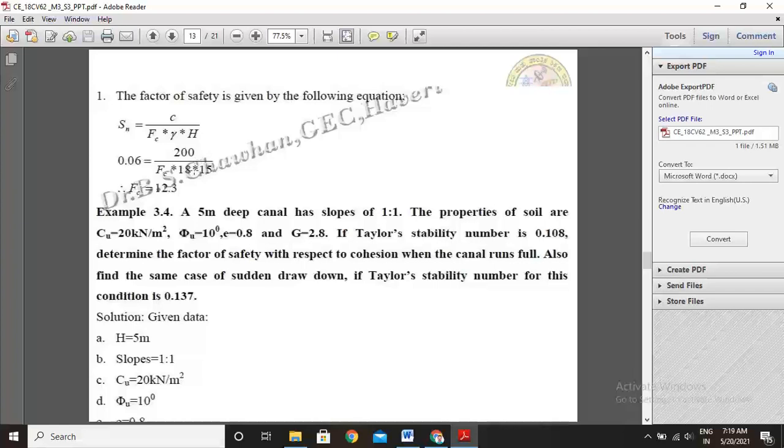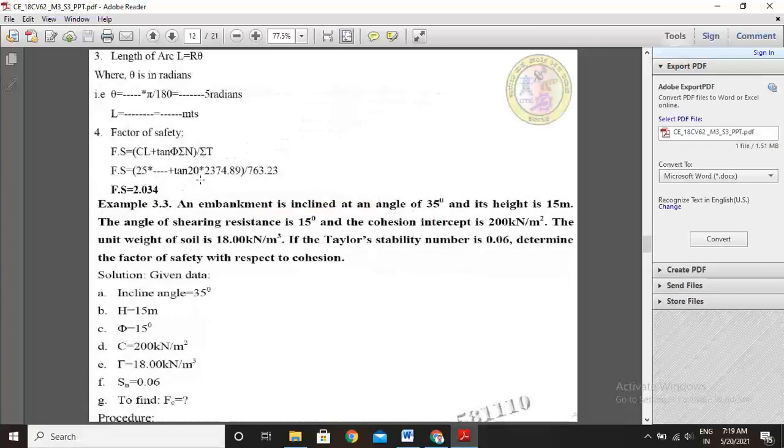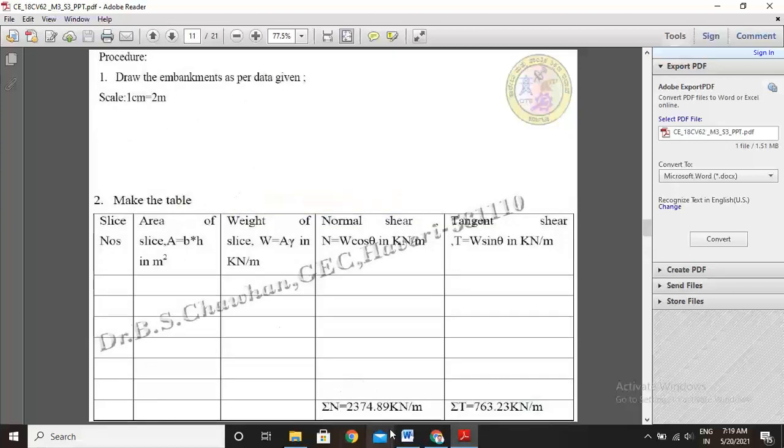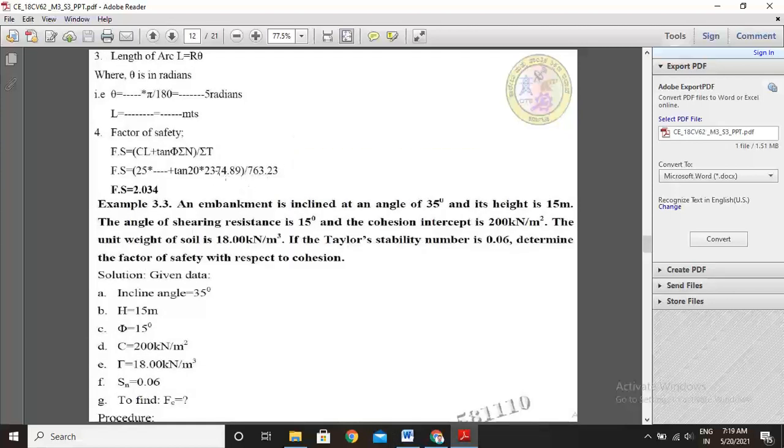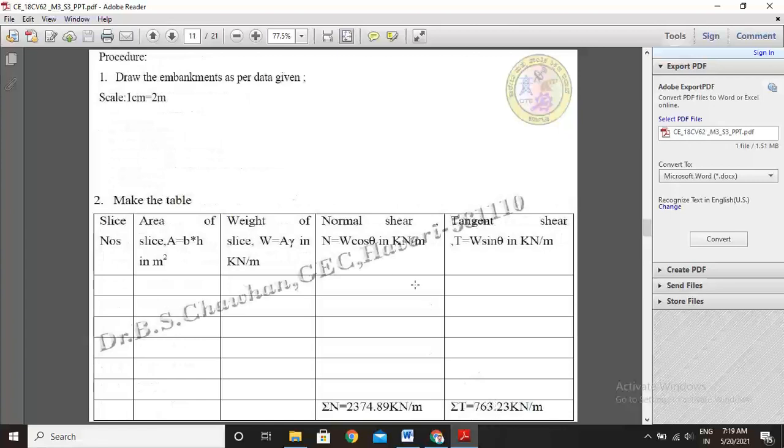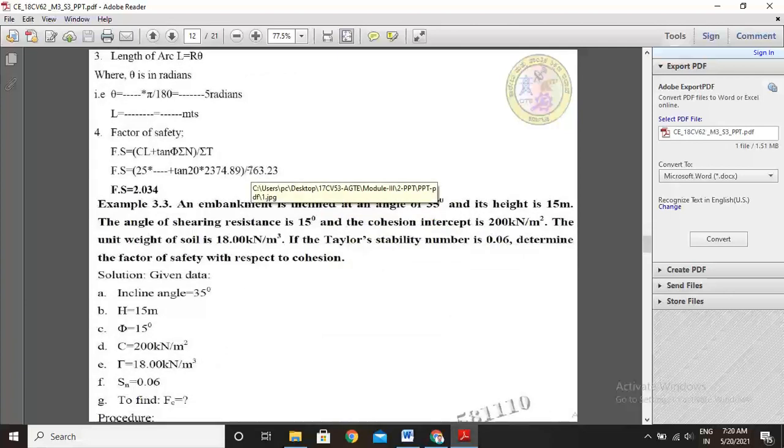So here C is 25, phi is 20 degree, sigma n is 2374.89, this is 2374.89, and sigma t is 763.23. See, this is 763.23. Okay, so after calculating, now we are getting factor of safety is 2.034. So this is the complete solution of method of slices, how to calculate factor of safety.